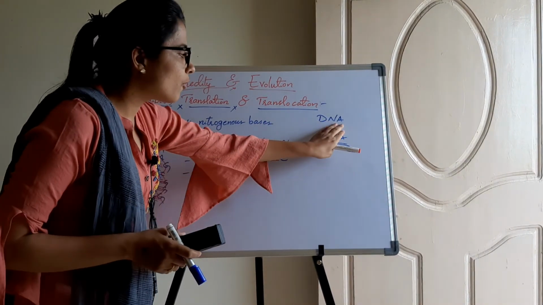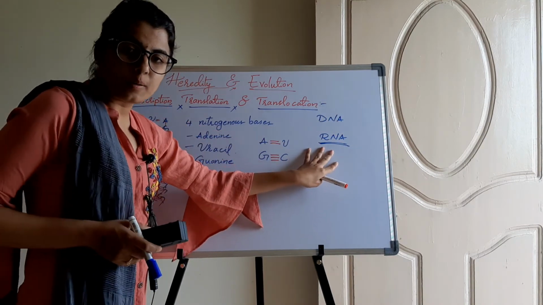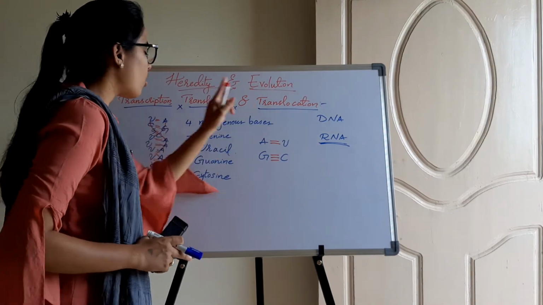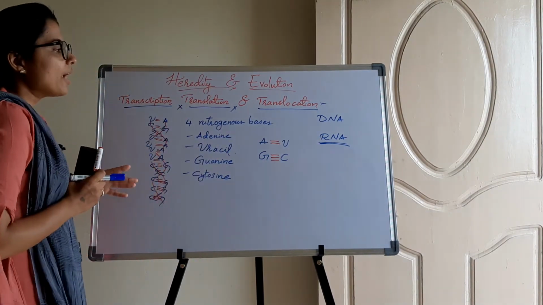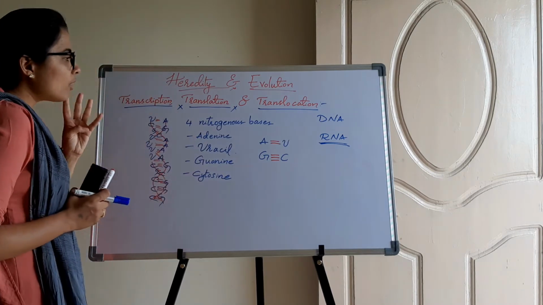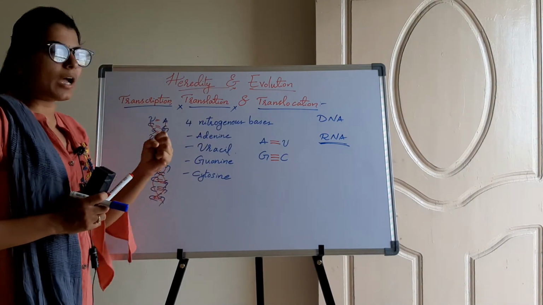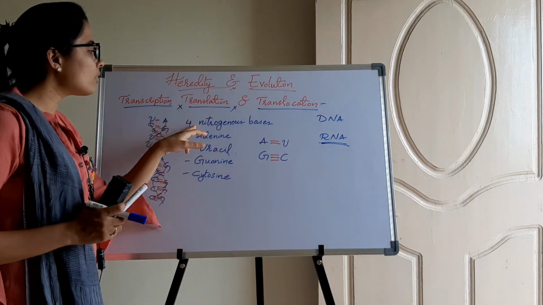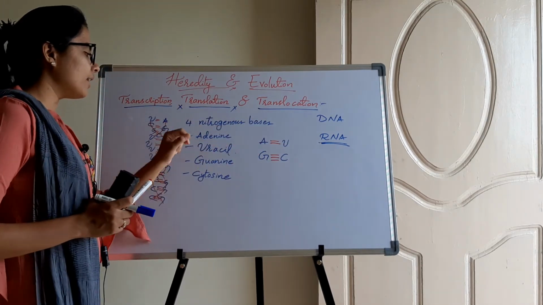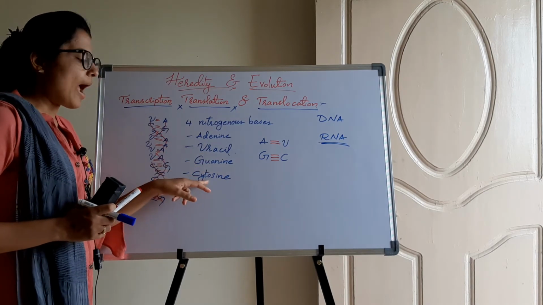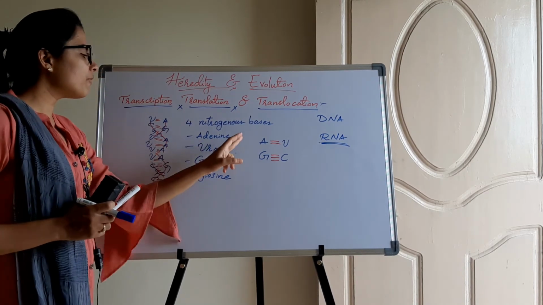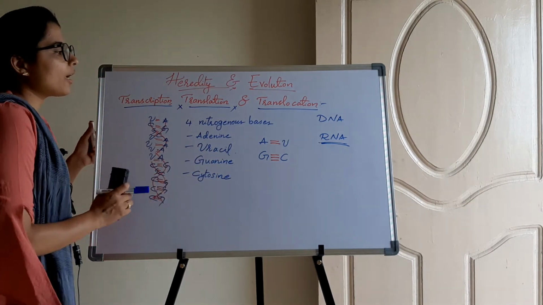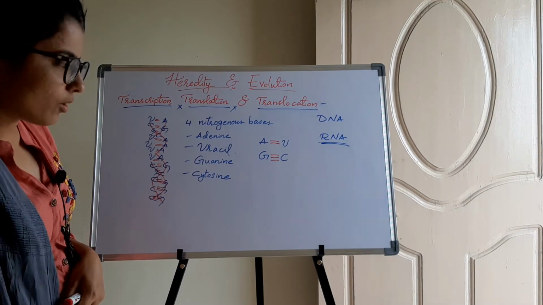DNA is also made up of 4 nitrogenous bases. RNA is also made up of 4 nitrogenous bases. DNA has the double helical structure. RNA also has the double helical structure. In the DNA, 4 nitrogenous bases are present: adenine, cytosine, guanine and thymine. Whereas in RNA, 4 nitrogenous bases are present: adenine, uracil, guanine and cytosine. That means thymine, which is present in the DNA, is replaced by uracil. Okay, now one more basic introduction.